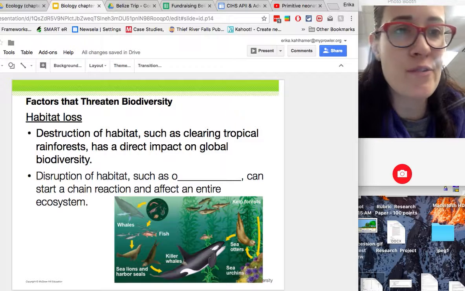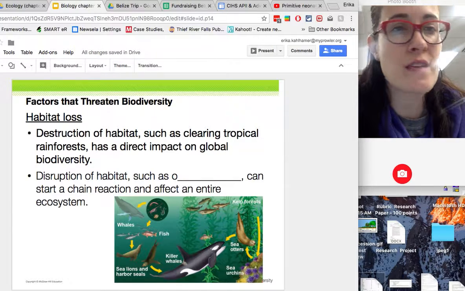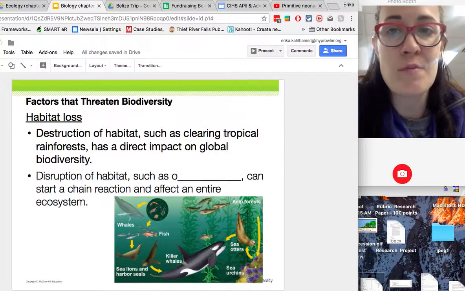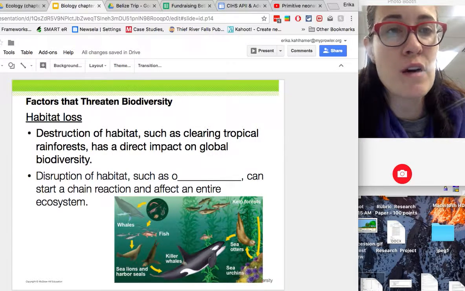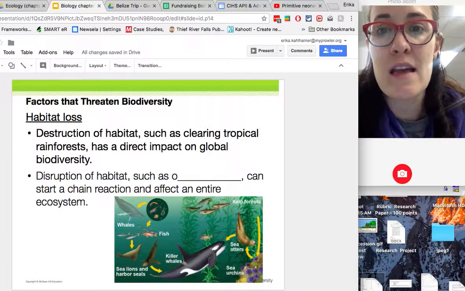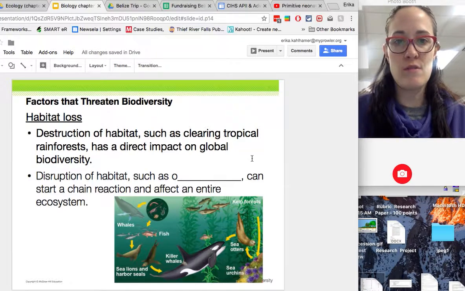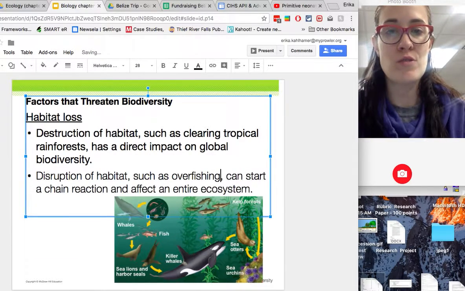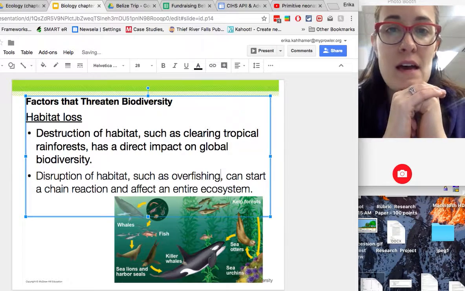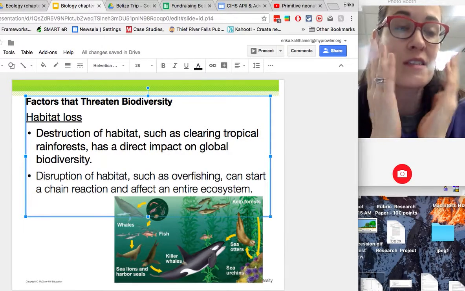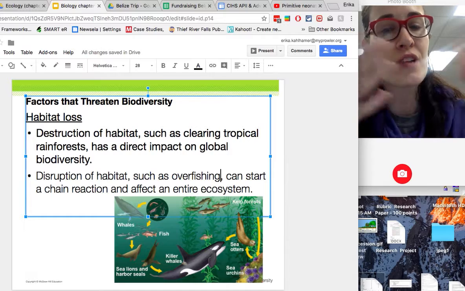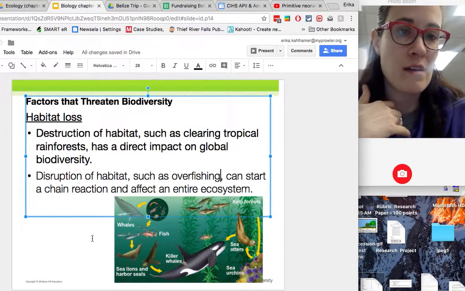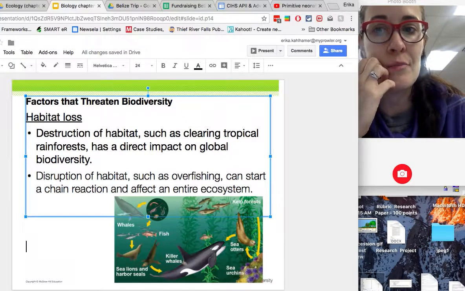Habitat loss is another factor that threatens biodiversity. This means taking a habitat and clearing it for something. For example, tropical rainforest cleared for wood has a direct impact. Another example of habitat loss would be overfishing, which we'll see in our documentary. You might not think it's a big deal at the time, but eventually it can lead to a chain reaction affecting other animals within that food web and making a bad long-term difference.